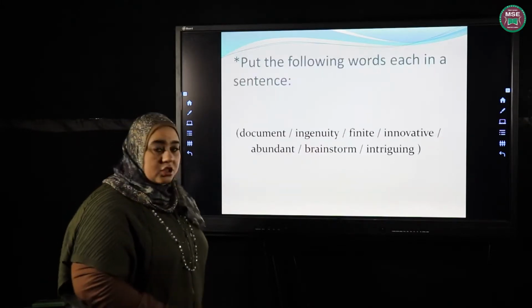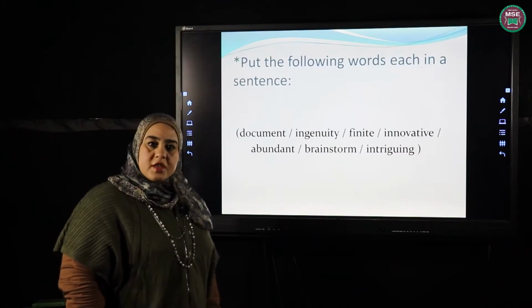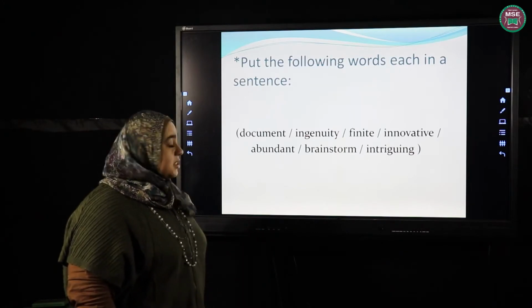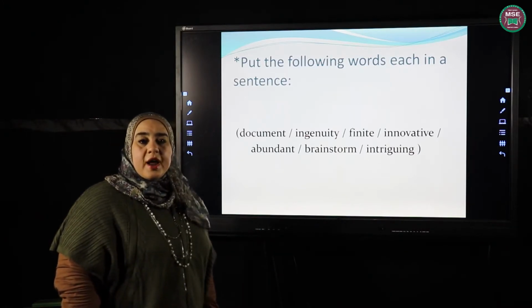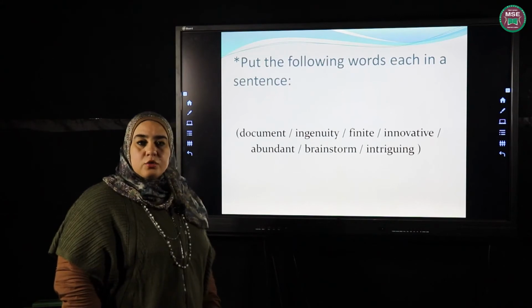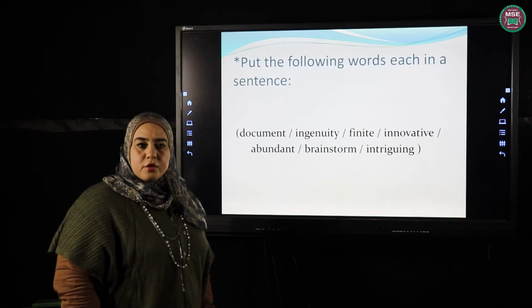By this we have finished our text and the highlighted words. You have to study them by heart. You can answer this: put the following words each in a sentence to test your understanding. Put each word from these words, or all the words you have learned, to test your understanding. Try to put each one in a sentence on your own.